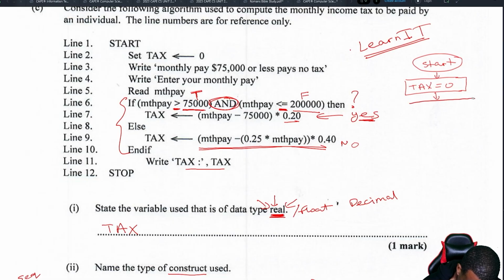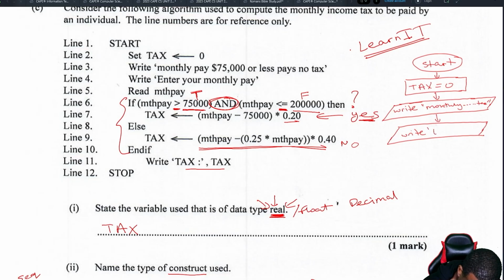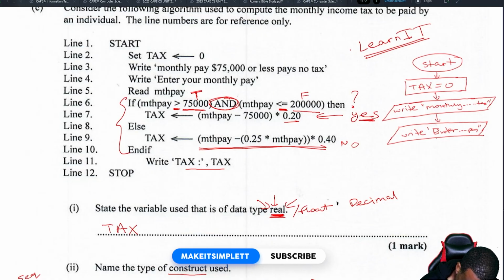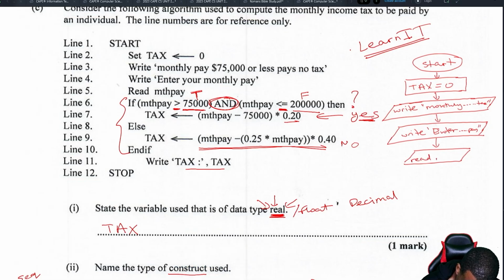Then write. Write monthly pay, tax, and then write, "Enter your monthly pay." All of that is parallelograms, because once it's a read or a write, it's a parallelogram. Then we have to read monthly pay, which is a parallelogram again. Read MTHPAY. And then we have an if, which is going to be a diamond.